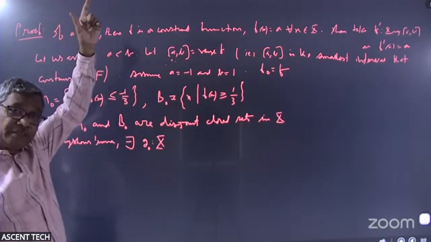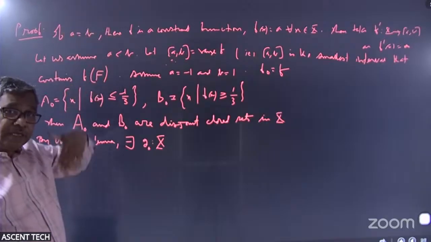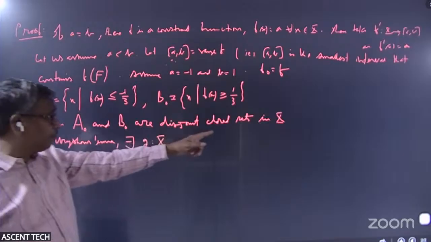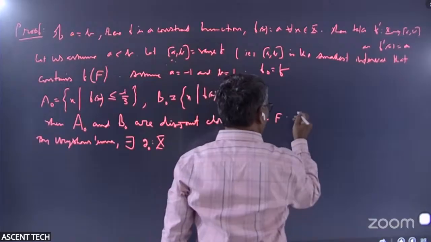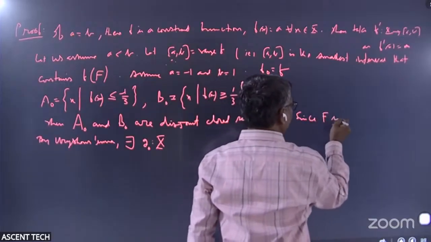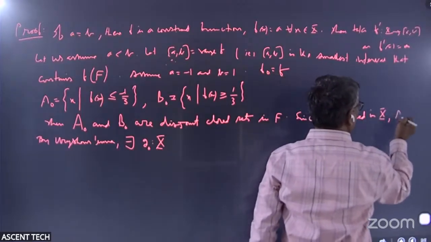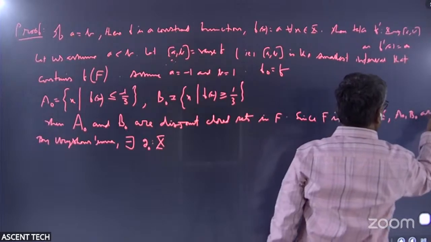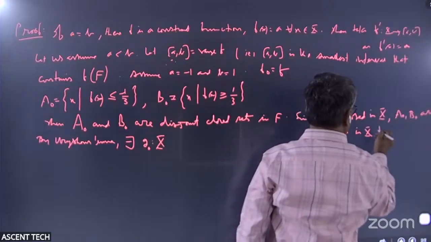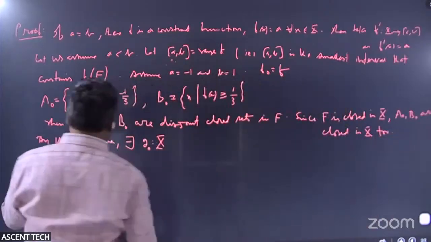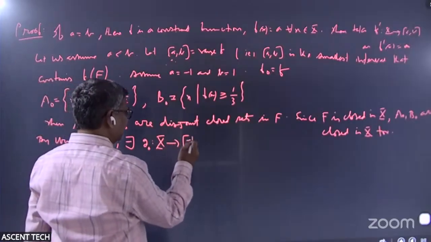But F is closed in X. I said the other day, if F is closed in X, every closed subset of F is also a closed set of X. So these are actually closed sets in X also. First of all, closed sets in F, since F is closed in X, A naught, B naught are closed in X. So they are disjoint closed sets in X. Therefore, by Urysohn's lemma, there exists g naught from X to minus 1 by 3 to 1 by 3.